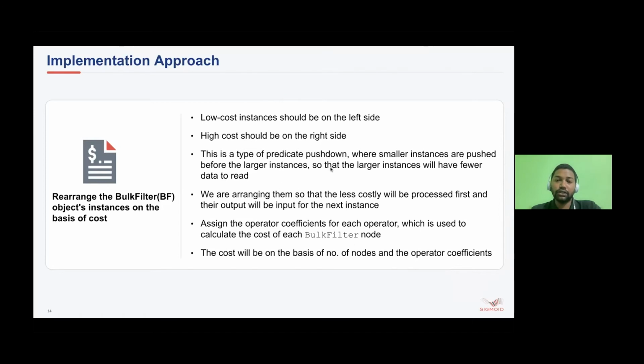So for finding the cost for each node, we have to find some base on which the cost can be defined. So we have an operator with each filter expression, and on the basis of that operator, we can define some coefficient, and by calculating those coefficients and assigning them to each filter expression, we can define the cost for that node or bulk filter or filter expression. Right? And the cost will totally depend upon the number of nodes and the operator coefficient.